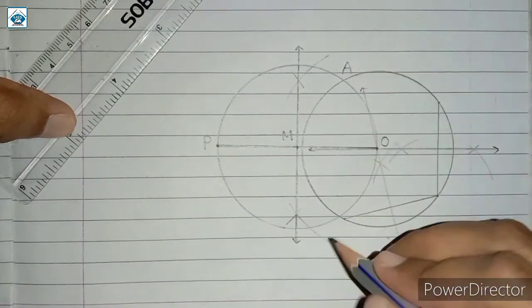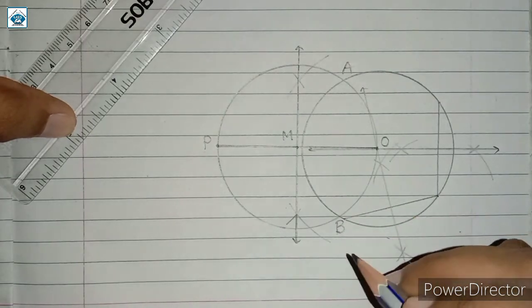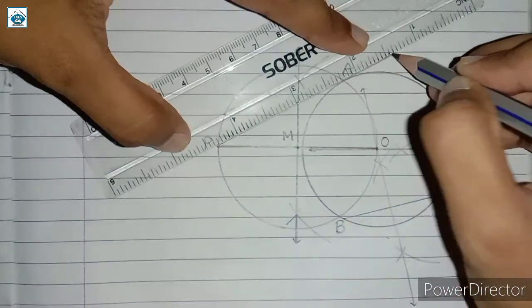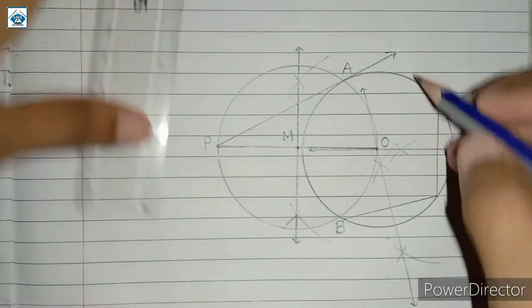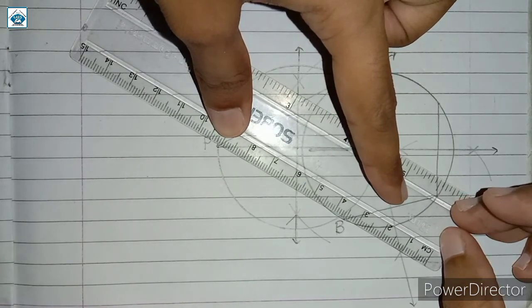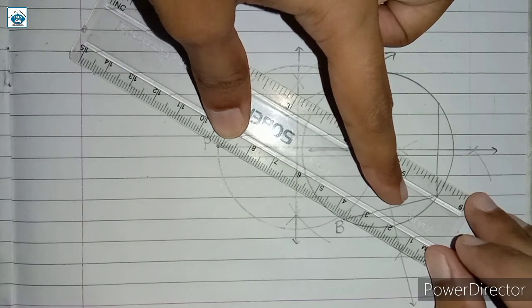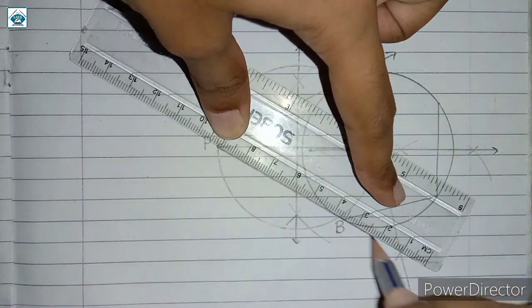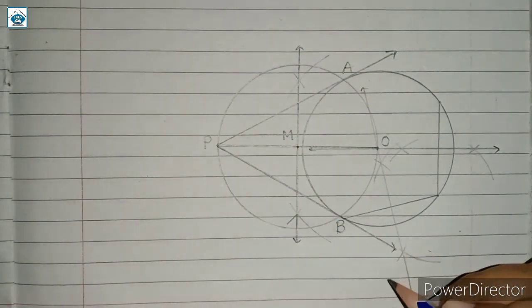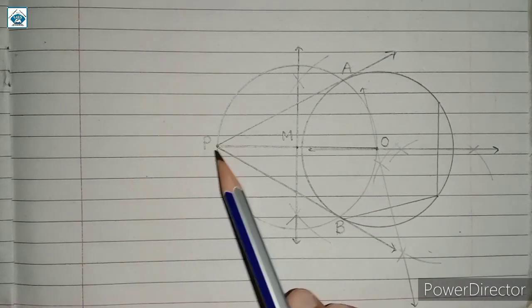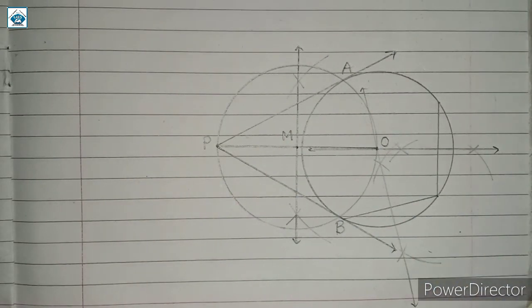Let this point be point A and let us name the other B. Joining P and A, we get tangent PA, and when we join P and B like this we get tangent PB. So here we have constructed tangents from an external point P to our circle with center O.